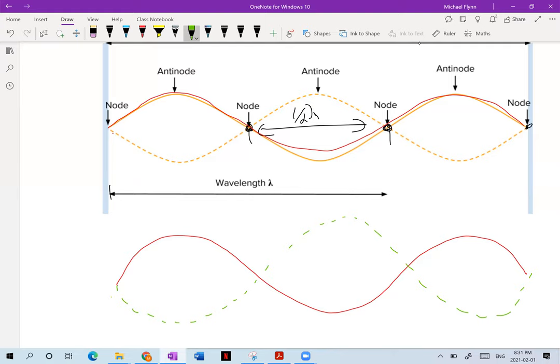Opposite phase. So here, I did not do a great job drawing it, but what I'm trying to do is reproduce this picture and show you how you draw them. Here we have two nodes and three antinodes like that. Okay, and that's it. So we call this a standing wave pattern.